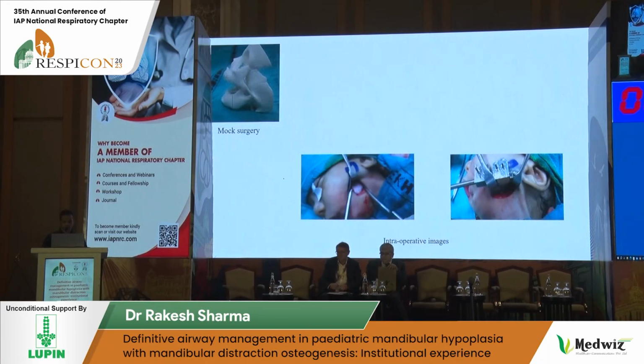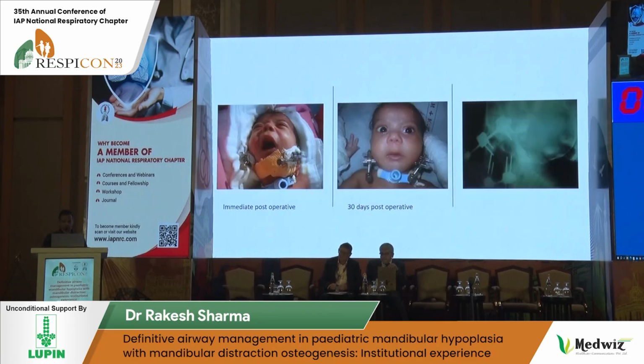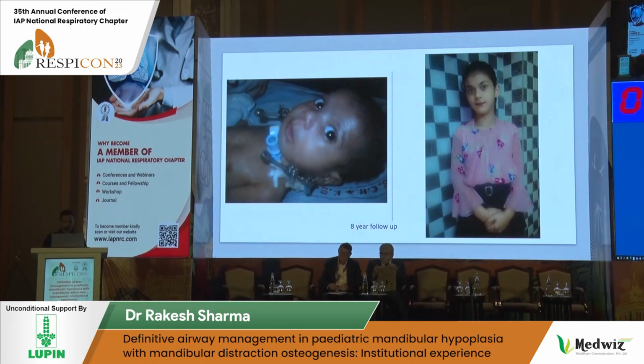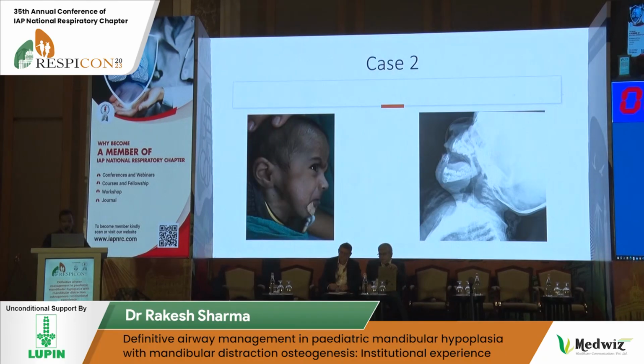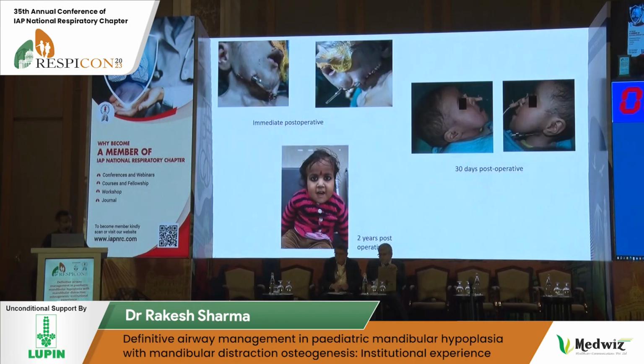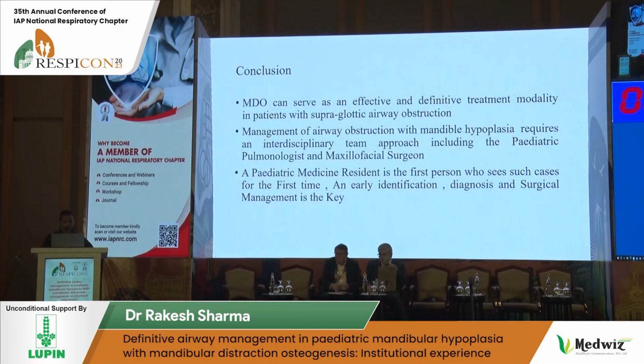This was case 1, which we did in 2014, and this was the external distractor that we fixed, and then after the removal of the distractor, this child has grown up. And this is the second case. I didn't want to make it a surgical presentation, so I posted only 2 cases. This was a very interesting case. It was roaming here and there with the problems, and at other institutes it was diagnosed as laryngomalacia or tracheomalacia, but at our center, bronchoscopic evaluation was done, and it was found that the main problem was at the base of the tongue, and it was advanced.